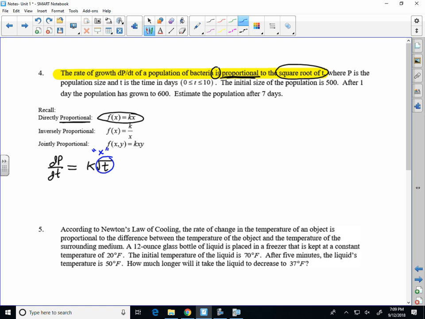All right, we don't like radicals. I mean, the concept of a radical is fine, just the notation. We don't like that because it doesn't lend itself too much to integral calculus. So dp/dt, let's make that kt to the 1/2.